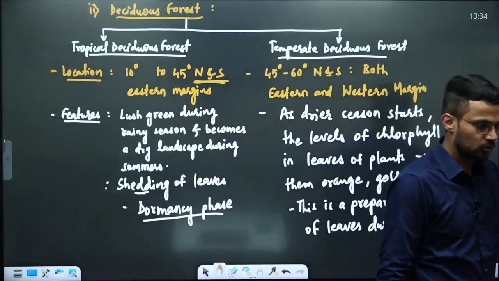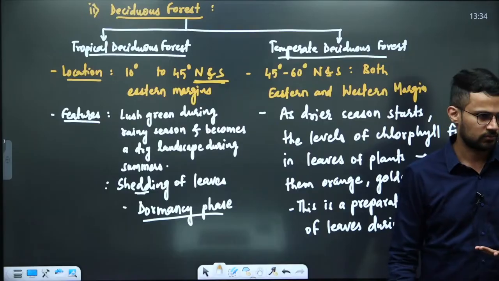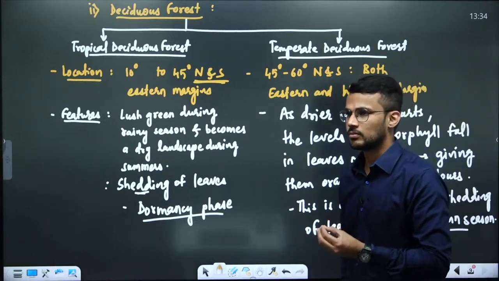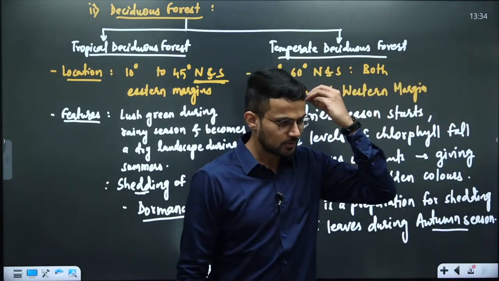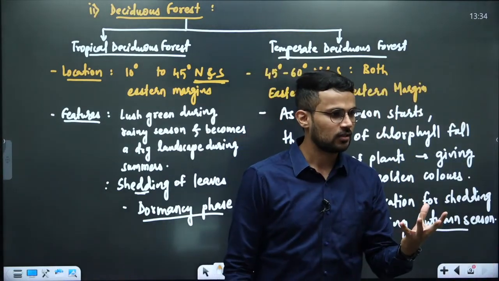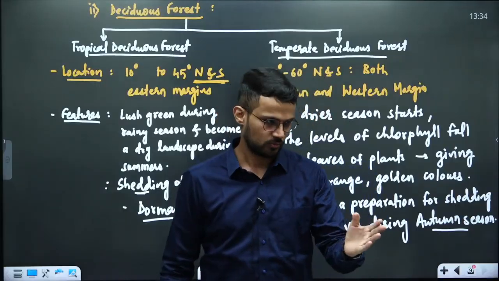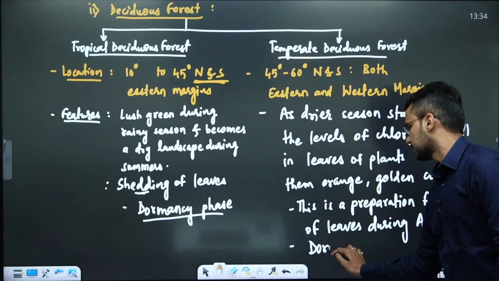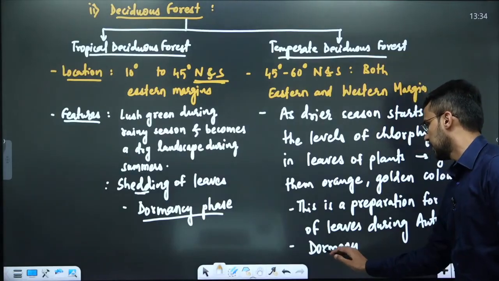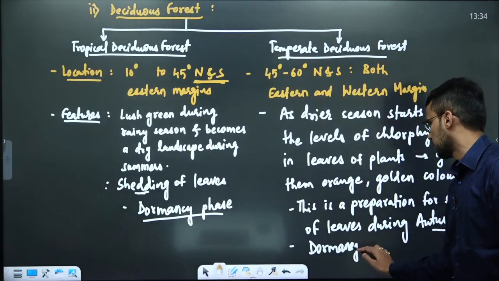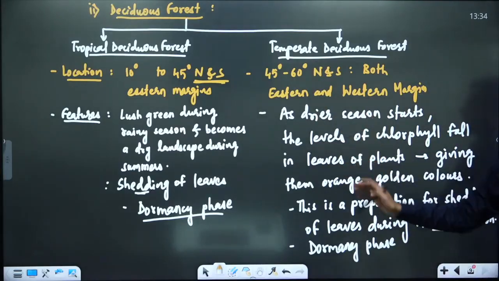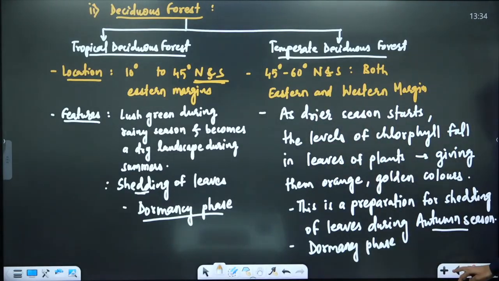ठीक है? क्यों? क्योंकि वाटर लॉस कहां से हो रहा है? स्टोमेटा से, राइट. स्टोमेटा कहाँ पे होता है? लीव्स पे होता है. अगर लीव्स झड़ गए तो विल देयर बी स्टोमेटा, विल देयर बी वाटर लॉस? दैट्स व्हाई. एंड देन दे एंटर द फेज ऑफ डॉर्मेंसी. ठीक है. So those are the features that you should be aware of.